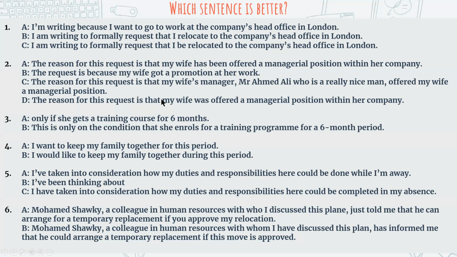D, the reason for this request is that my wife was offered. So we said D uses the past simple tense. We can't use the past simple tense here. And C provides unnecessary information. B also uses the past simple tense, and it's direct. The request is because. But A, the reason for this request, we use here referencing. This refers back to the request that I want to move for 6 months to our head office in London. Okay, so this is the most appropriate one.